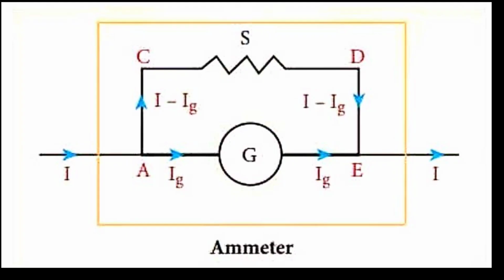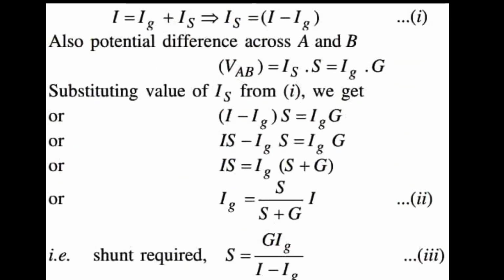A galvanometer can be converted into an ammeter by connecting a low resistance in parallel to the galvanometer. Let this resistance be represented by S, and its other name is shunt resistance. For the conversion, we connect the galvanometer in parallel with a shunt resistance, which is also known as a small resistance, and let a current I flow through this combination, and the current Ig flows through the galvanometer, and the remaining current I minus Ig flows through the shunt resistance.